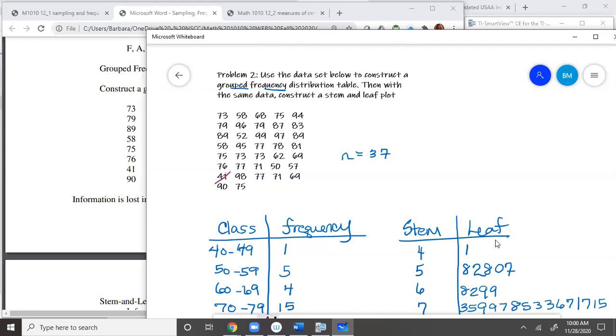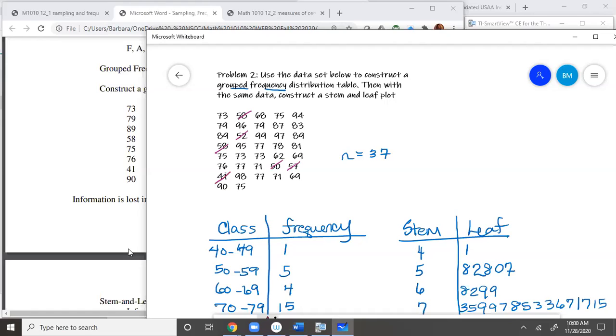Let's find out how many numbers are in the second class from 50 to 59. Going up to our data, we have 1, 2, 3, 4, 5. So we have 5 numbers that are in the 50 to 59 range.